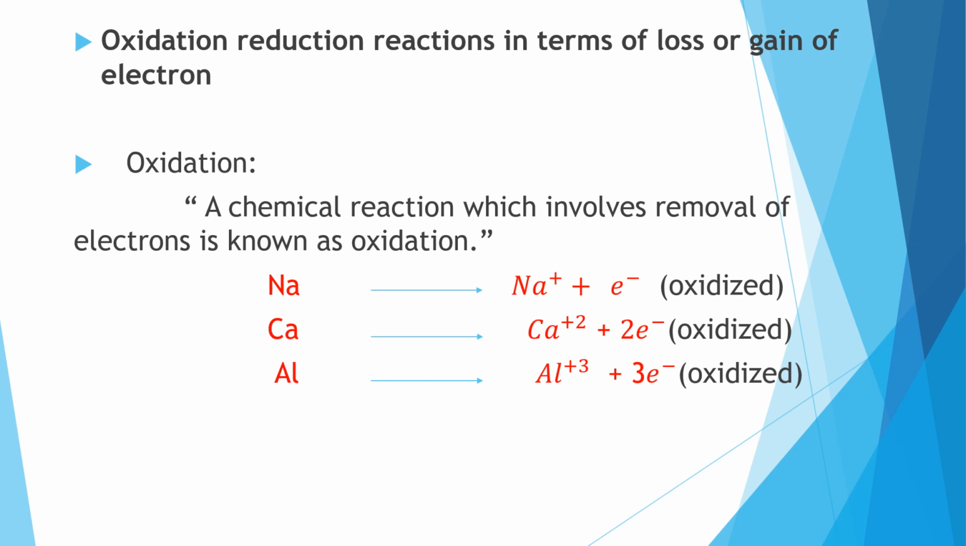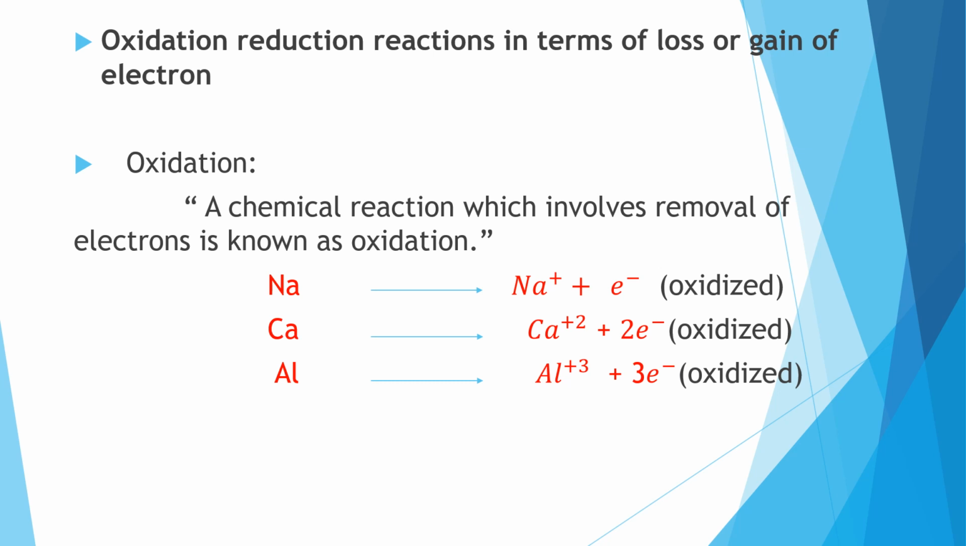Sodium is present in group 1A of the periodic table. It loses one electron and becomes Na+ ion. So we can say sodium is oxidized and the process of oxidation takes place, because removal of electrons is known as oxidation. Calcium, which belongs to group 2A of the periodic table, has two electrons in its outermost shell.